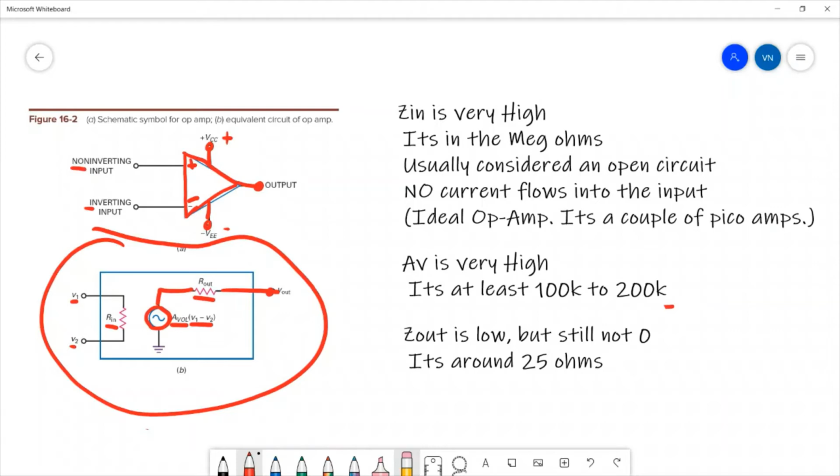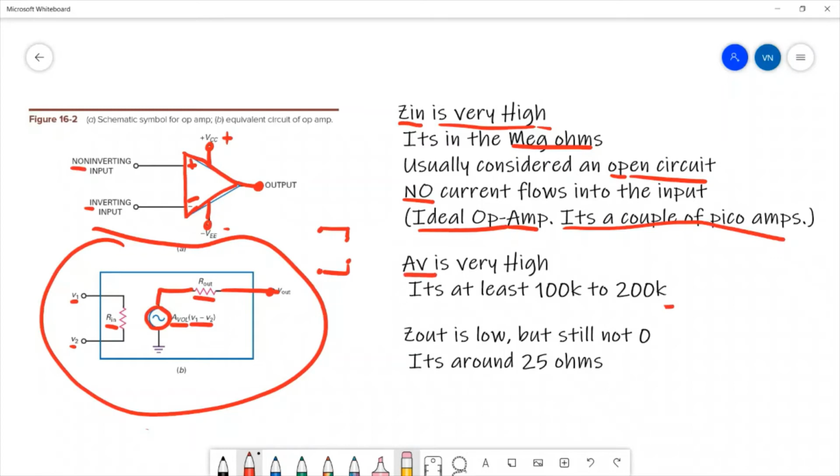So to give you an idea of what those values are, Zin is very high in an operational amplifier. It's in the megohms. In fact, it's high enough that usually we will consider that an open circuit. So usually we will think of the input of an op-amp basically as being open. Well, if it's open, that means that no current flows into the input. Now that's on an ideal op-amp, the perfect op-amp, there's no current flowing into the inputs. But in reality, it can be a couple of picoamps. So it's almost no current.